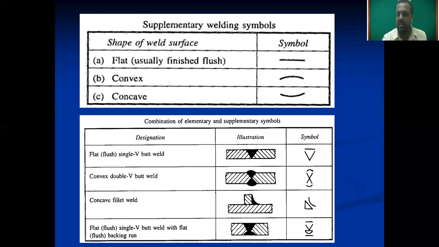Okay, so the welding symbols are completed. Right now we are moving toward the next point, that is the surface roughness. Are you knowing something about the surface roughness? What is meant by the surface roughness? Any idea?